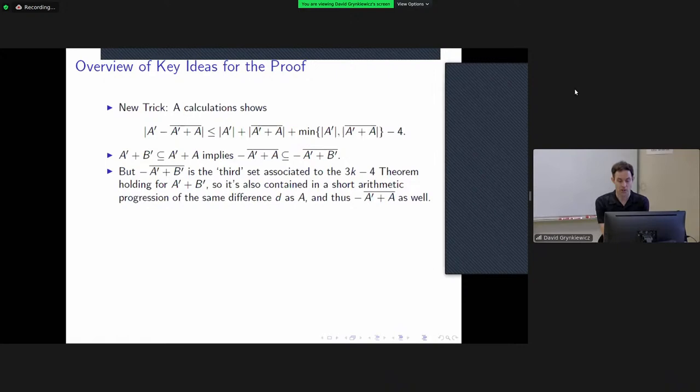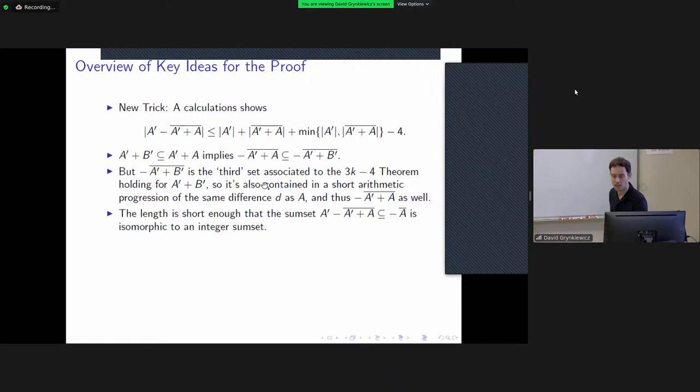And so A prime plus A complement is also contained inside a short length arithmetic progression because we have this inequality here. So if the third set from our integer sum set is well contained inside an arithmetic progression, then this set is too. Well, that's nice. We do another calculation. Now it turns out the length of that progression is small enough to guarantee that A prime plus negative A prime plus B complement, right, that's also going to rectify. That's isomorphic to an integer sum set.